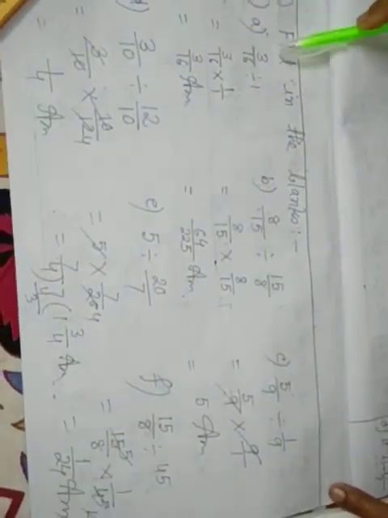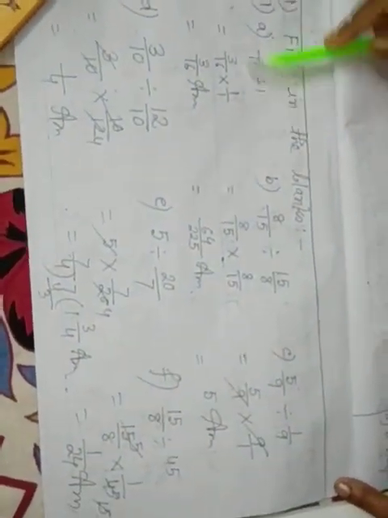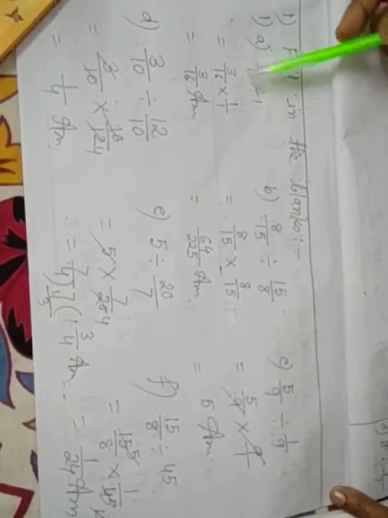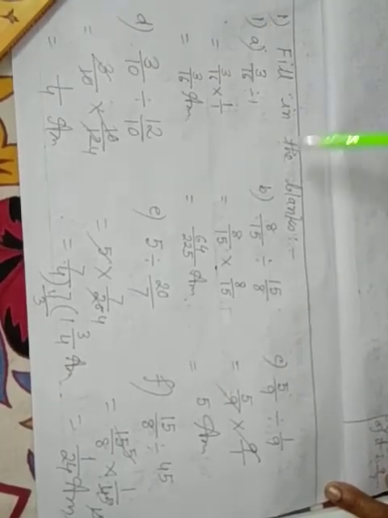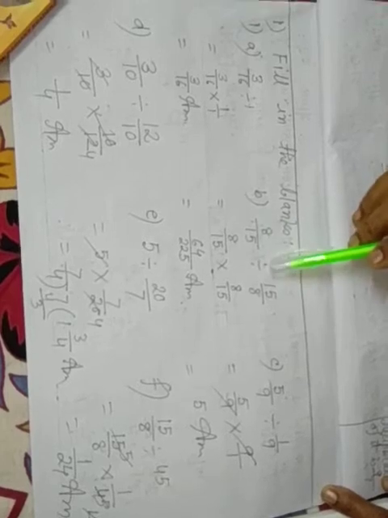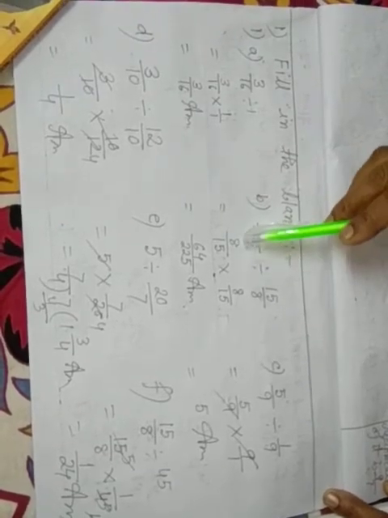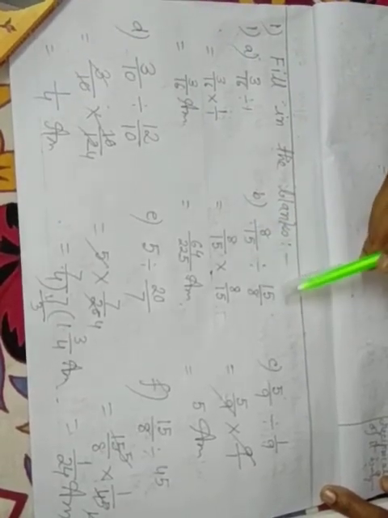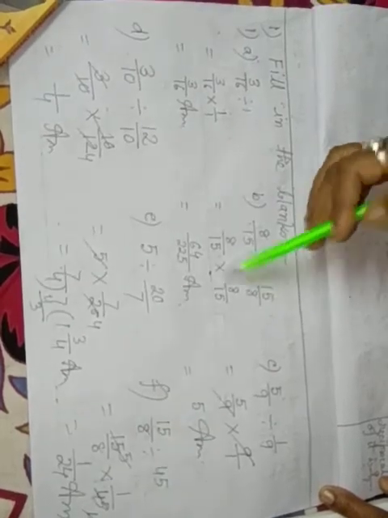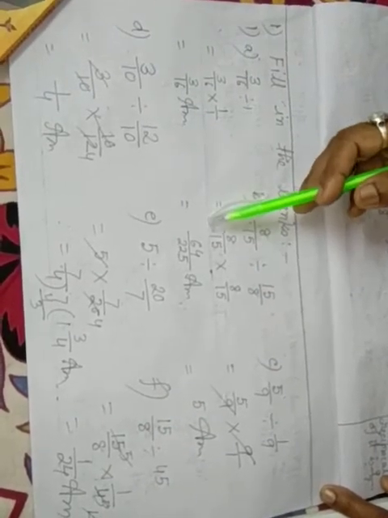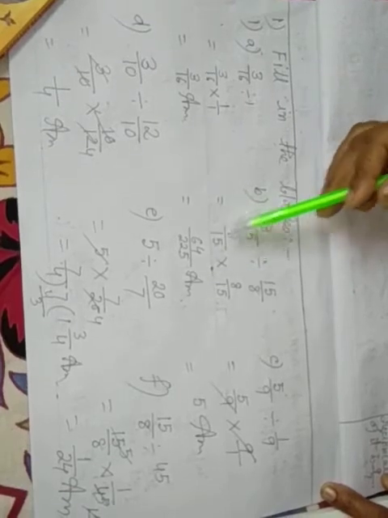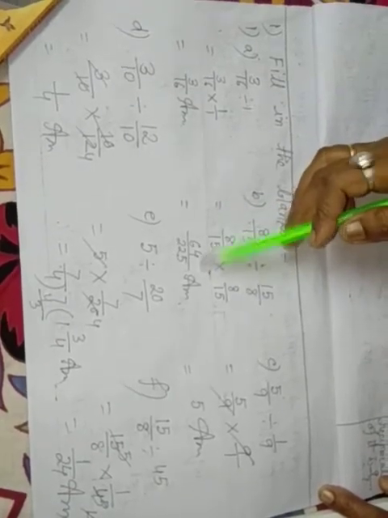So first, fill in the blanks. A: 3 by 16 divided by 1. That is 3 by 16 into 1 by 1, and 3 by 16 is the answer. Okay. B: 8 by 15 divided by 15 by 8. That is 8 by 15 into the reciprocal, 8 by 15. So 8 8s are 64, 15 15s are 225. Okay.